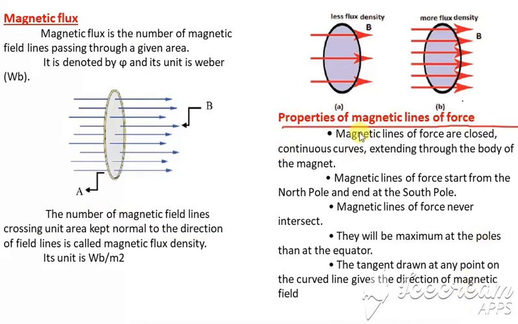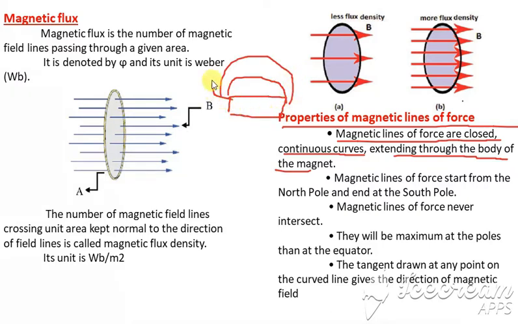Next we are going to see the properties of magnetic lines of force. The first property is that magnetic lines of force are closed continuous curves which extend through the body. They are always closed curves, extending through the body of the magnet. That is the first point.